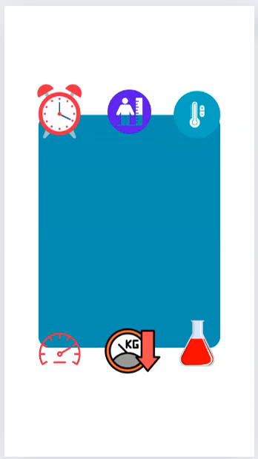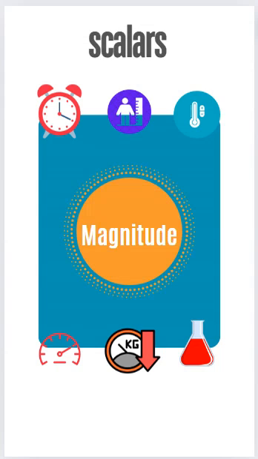All these examples have one thing in common. They are just expressed by their magnitude. Nothing more is required to describe these quantities. Such quantities that can be expressed in magnitude only are called scalars.